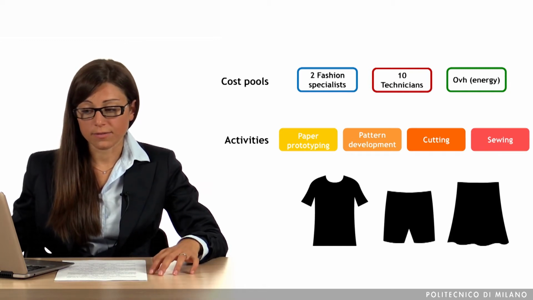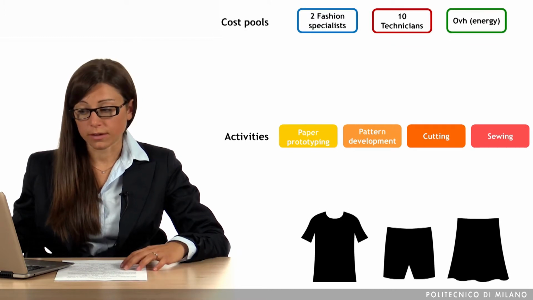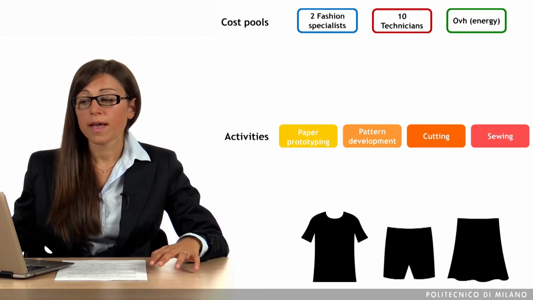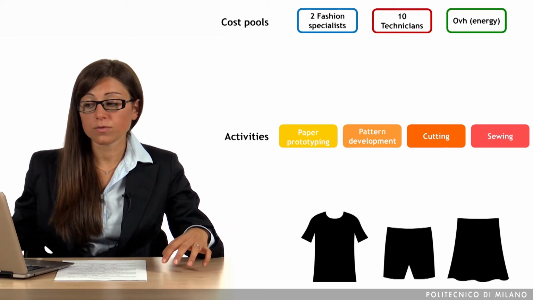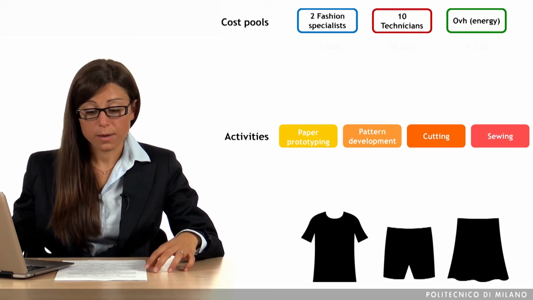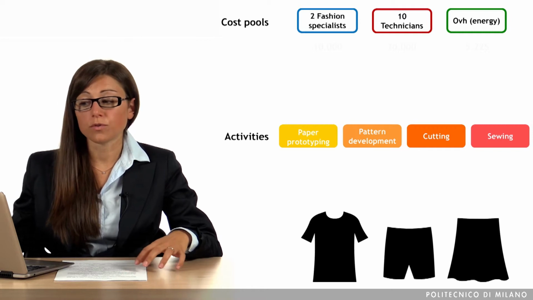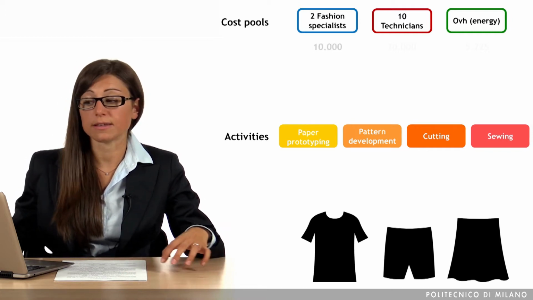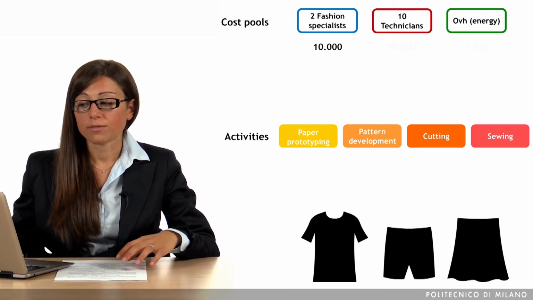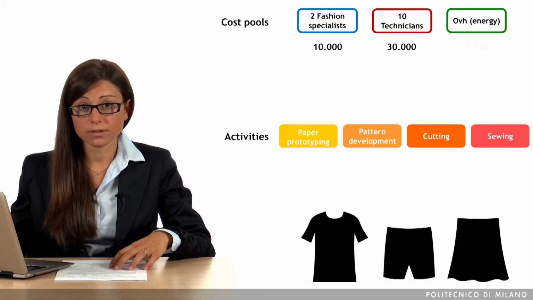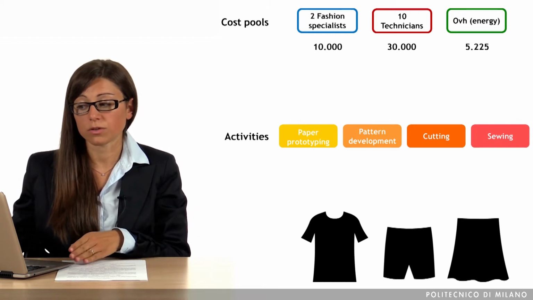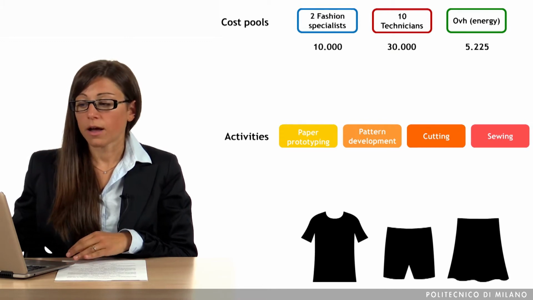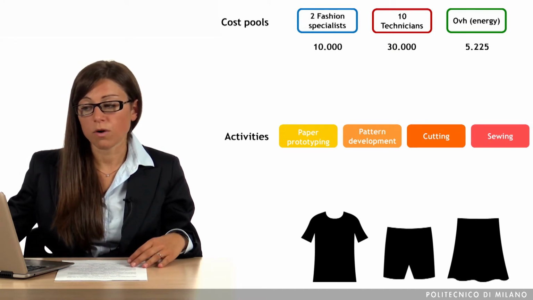Now, we need to assign the value of our cost pool among the different activities. Let's start from the first one. We have the cost of the fashion specialists. We know that we have two fashion specialists, and the cost for one is 2,500 euros, but we are employing them for 2 months. So the overall cost for the two fashion specialists is 10,000 euros. Then we have the cost of the 10 technicians, which is 30,000 euros, and then we have the value of the energy that is already provided by the text, which is 5,225.